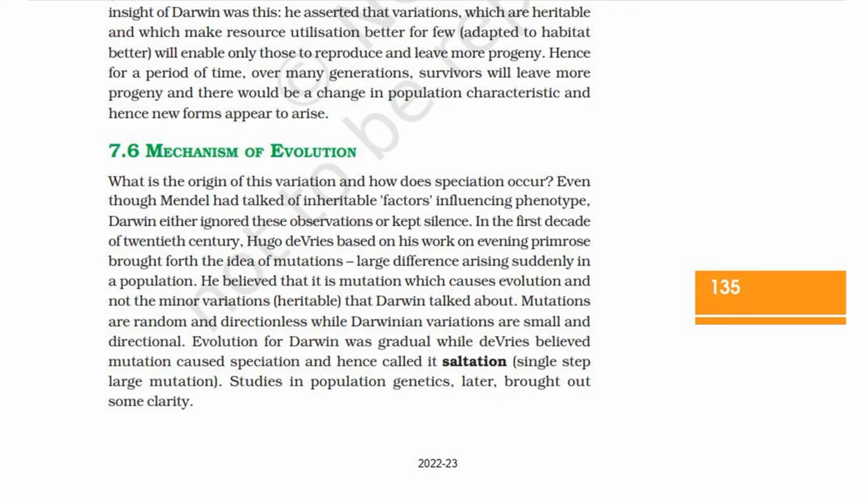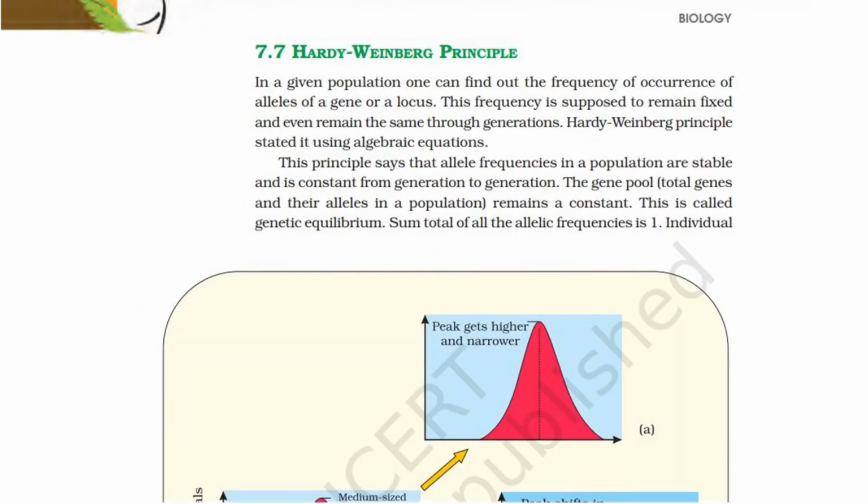Studies in population genetics, later, brought out some clarity. Hardy-Weinberg principle. In a given population one can find out the frequency of occurrence of alleles of a gene or a locus. This frequency is supposed to remain fixed and even remain the same through generations. Hardy-Weinberg principle stated it using algebraic equations. This principle says that allele frequencies in a population are stable and constant from generation to generation. The gene pool, total genes and their alleles in a population, remains a constant. This is called genetic equilibrium.